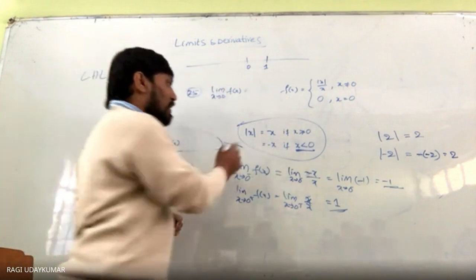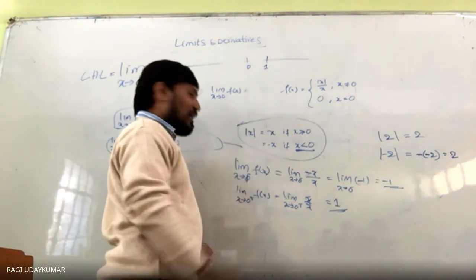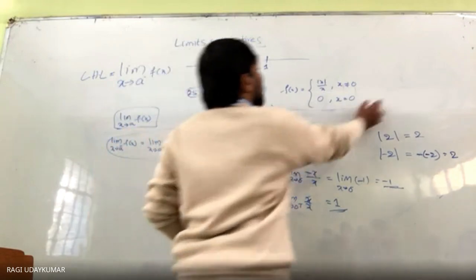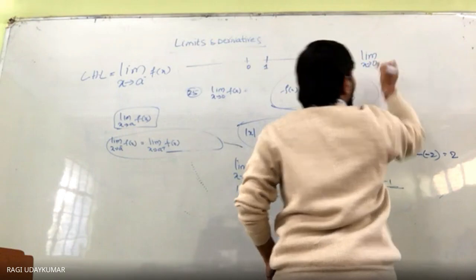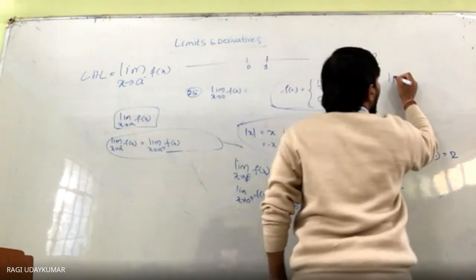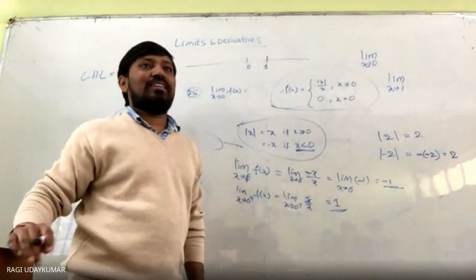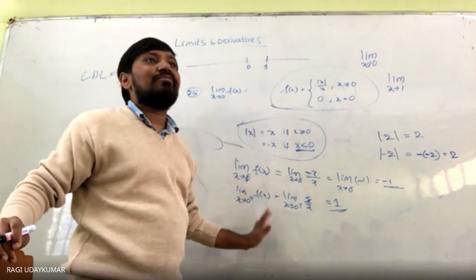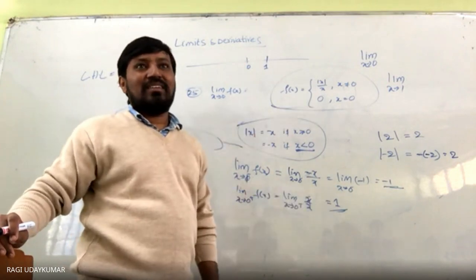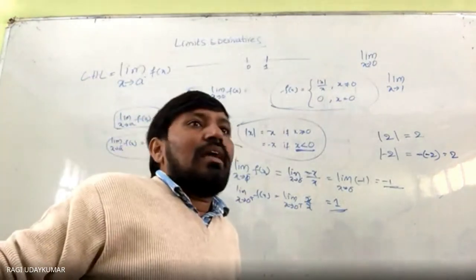But if limit x tends to 1 is taken, it will exist. Because in both cases, for this function, the limit as x tends to 0 does not exist, while the limit as x tends to 1 exists and is equal to 1. So that is the left hand limit and right hand limit concept. We will see more of it one by one. In the next class, I will explain it clearly.